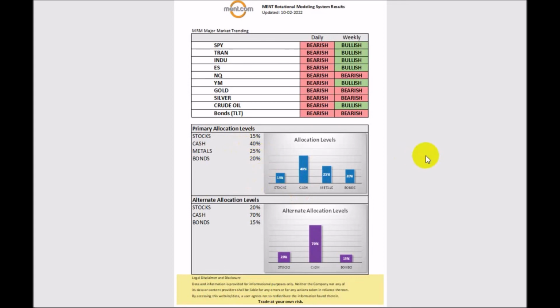And what we're doing, ladies and gentlemen, is we're staying like this until we get some new trigger indicating a broad trend change. What that would take would be for the S&P to move into a weekly bearish trending or daily bullish trending.